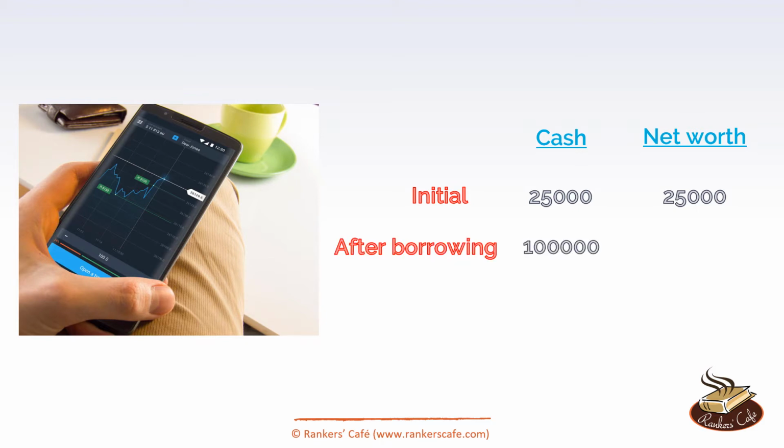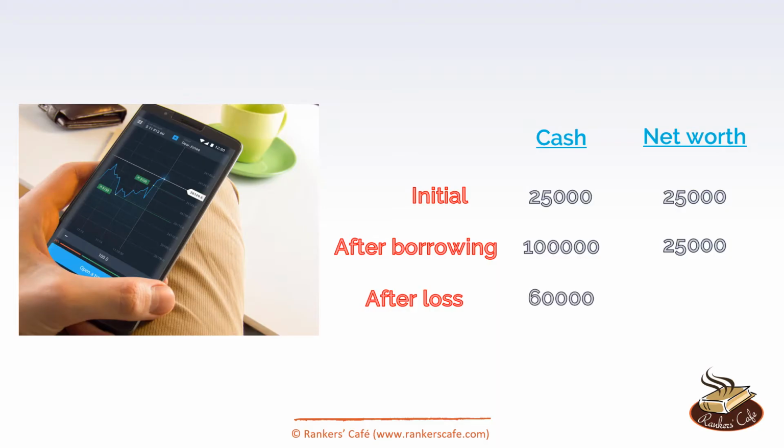Now in total, you have 1 lakh rupees with you, but what is your net worth? Your net worth is still rupees 25,000 because out of this 1 lakh, you need to return 75,000 to your friend. So your net worth is still 25,000 rupees. Now you have started trading, but since you are a beginner, you are not very good at it. And within a week of trading, you incur a loss of 40,000. This implies that now you have 60,000 rupees left with you.